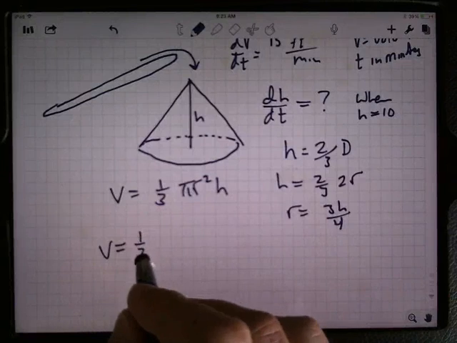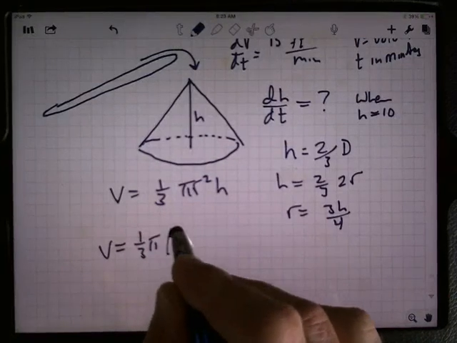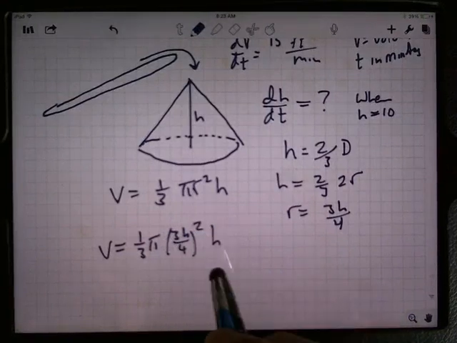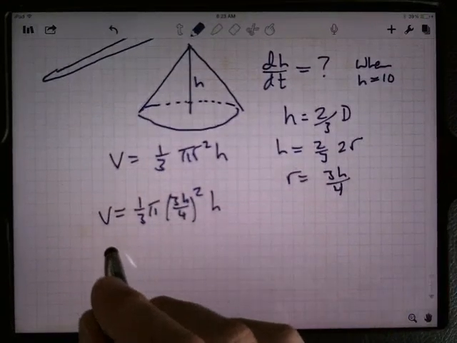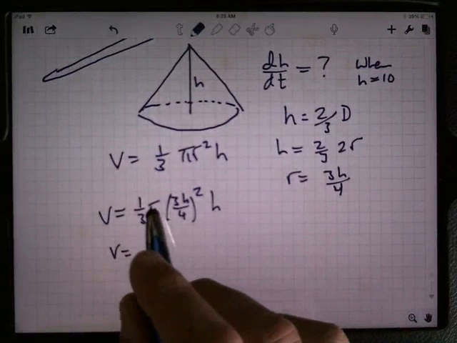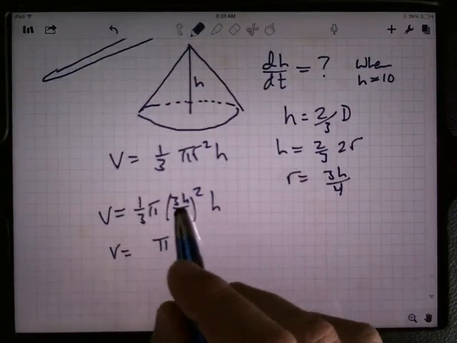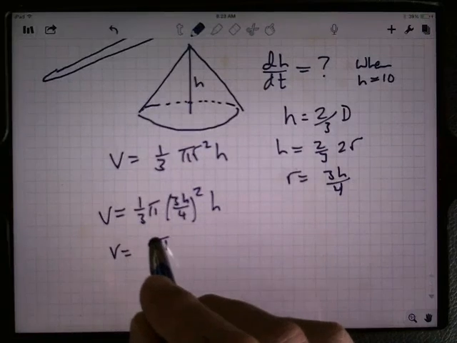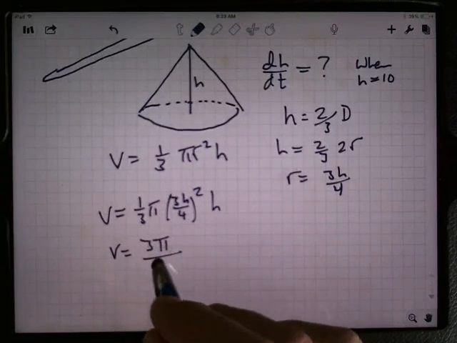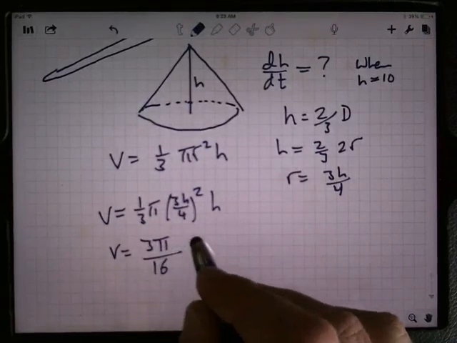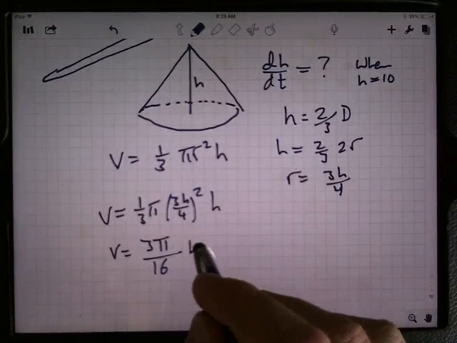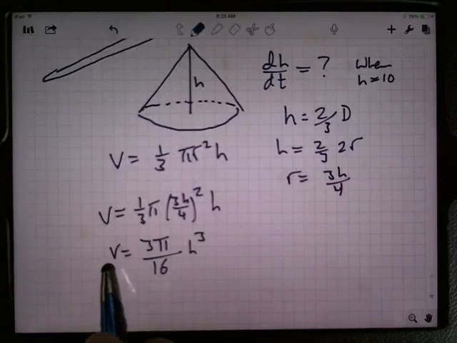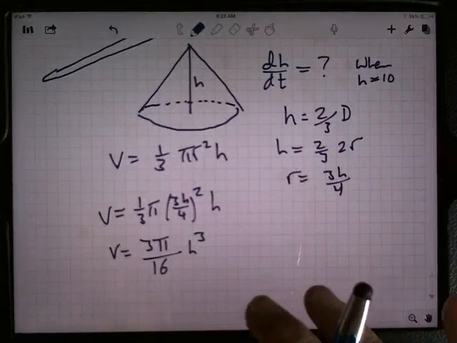So I've got 1/3 pi times (3h over 4) squared times h. So the volume is, let's see, there's a pi on the top. There's a 3 squared, but then a division by 3, which just leaves a 3 on the top. There's a 4 squared on the bottom, and there's an h squared times h, which is h cubed. Okay, so now I have a relationship between V and h.